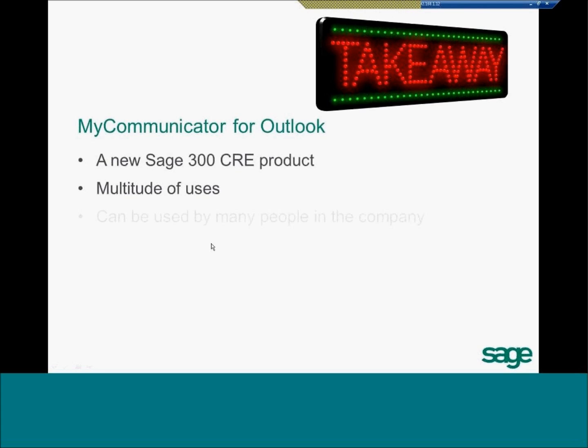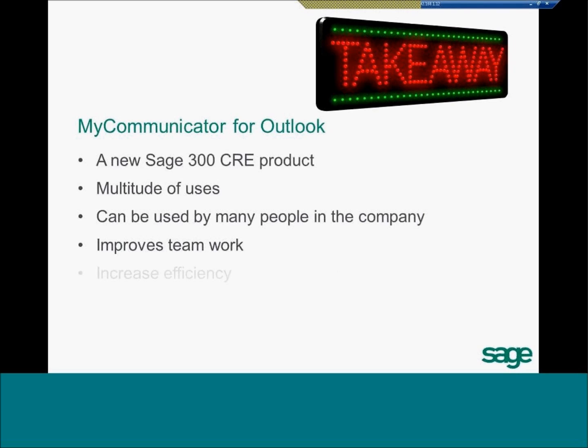The takeaways, I'm just going to go really quick. Brand new product. Some people actually said kind of a brand new product category. Lots and lots and lots of uses. Let your imaginations go on the use front. Used by different people in your company. And they don't have to be a Sage user. They can just have Outlook on their machine. Improve teamwork, and most importantly, improve your efficiency, make you more productive out of your system.